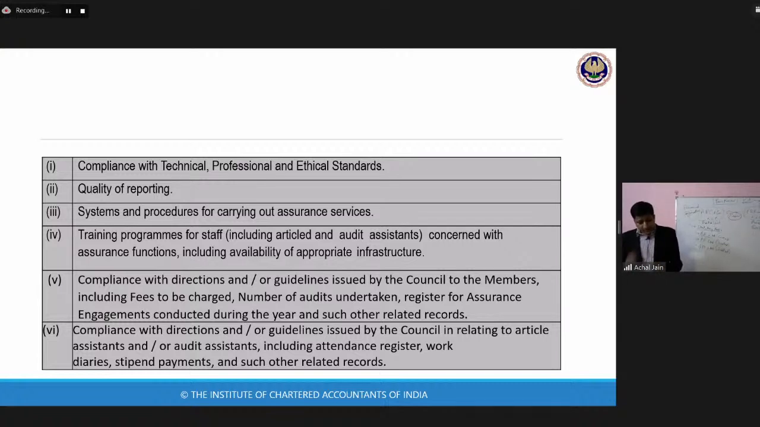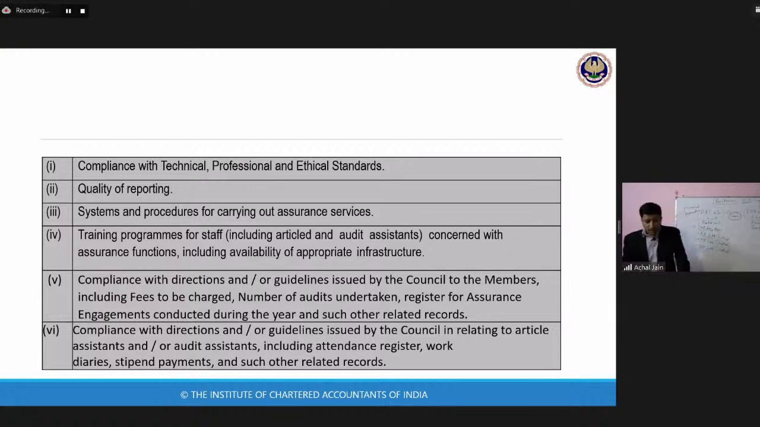Now let's try to understand what do we mean by technical, professional, and ethical standards. By technical, professional, and ethical standards, we would mean, first of all, accounting standards. Now, those accounting standards could be either related to the previous accounting standards, that means the Indian GAAP, or those could be related to the Ind AS, depending on whatever standard is applicable on this entity. So this is one.